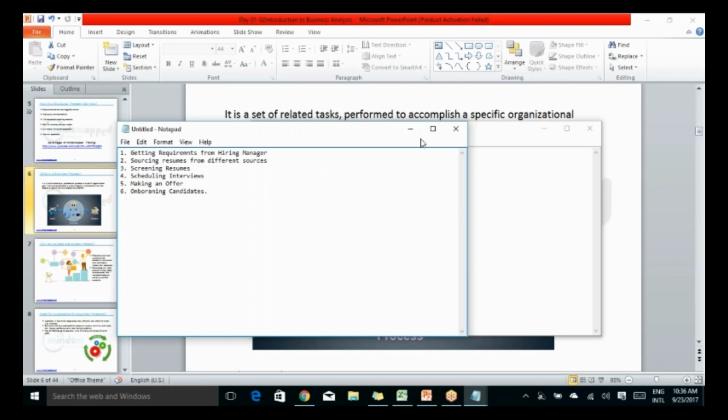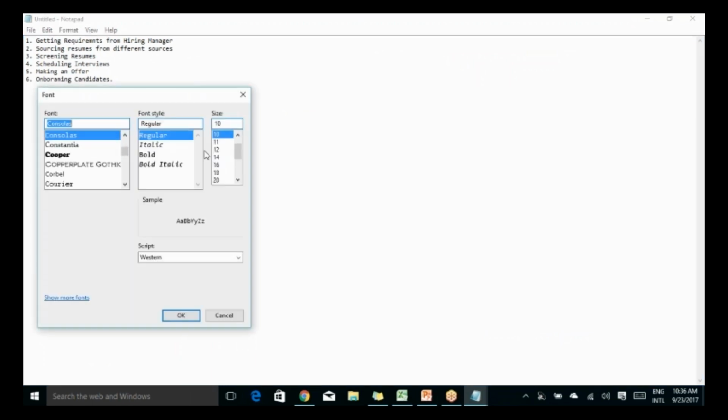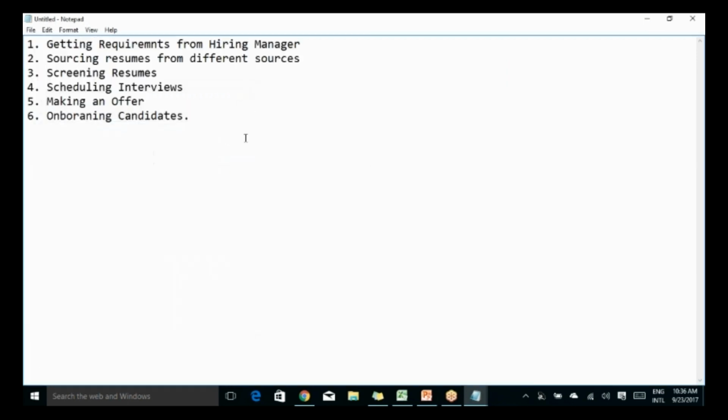So if you see the list of processes that I have highlighted here, I think the font is a bit tiny. Make it a bit bigger.